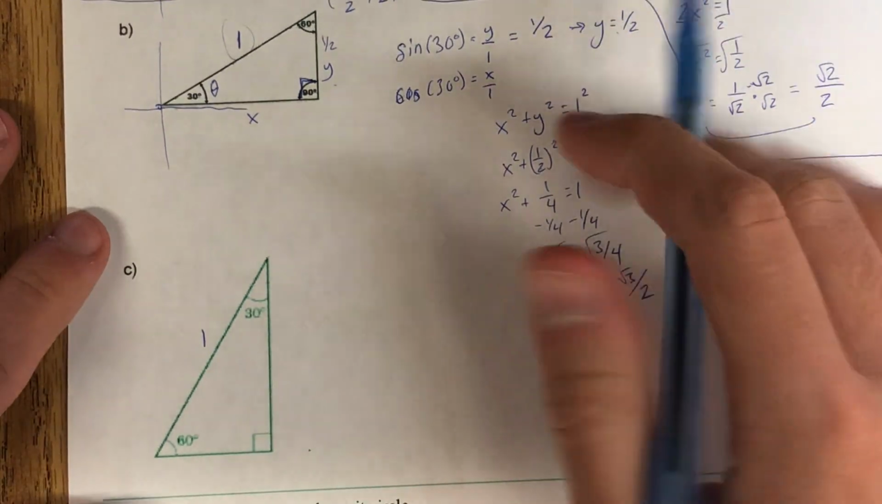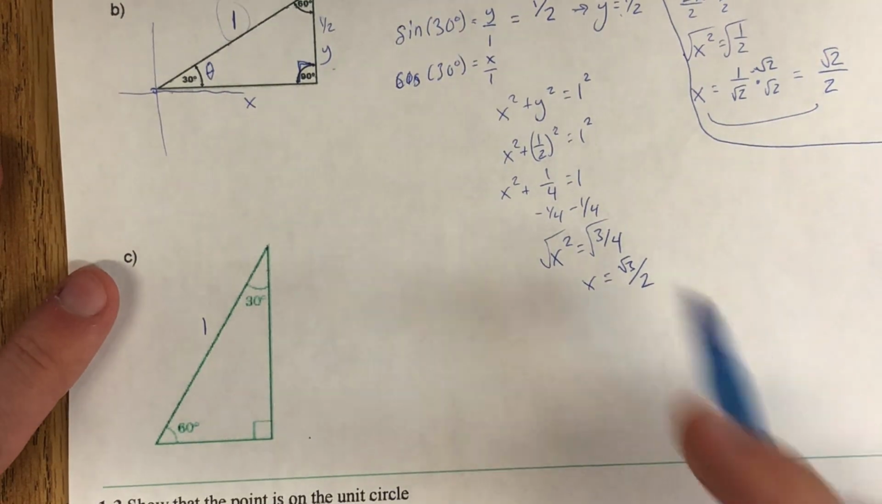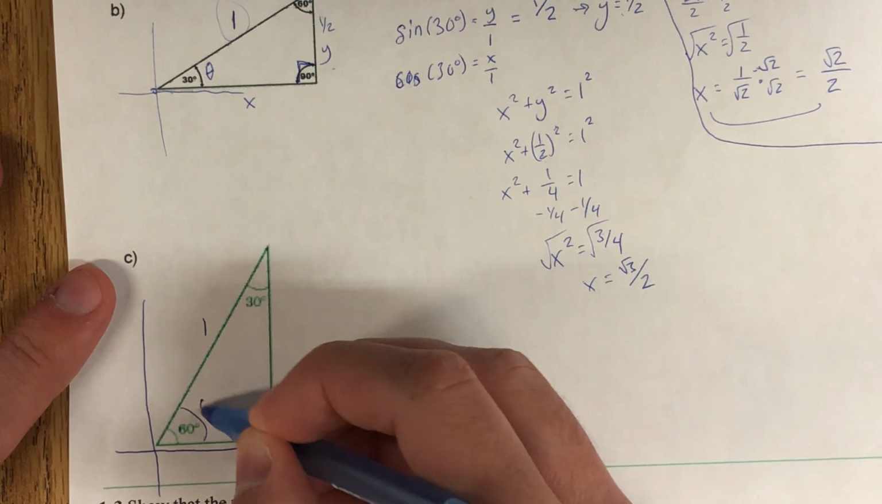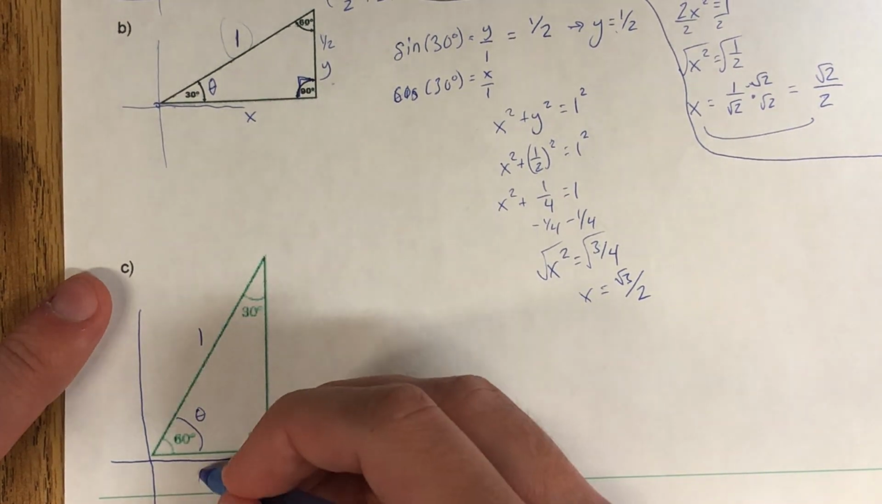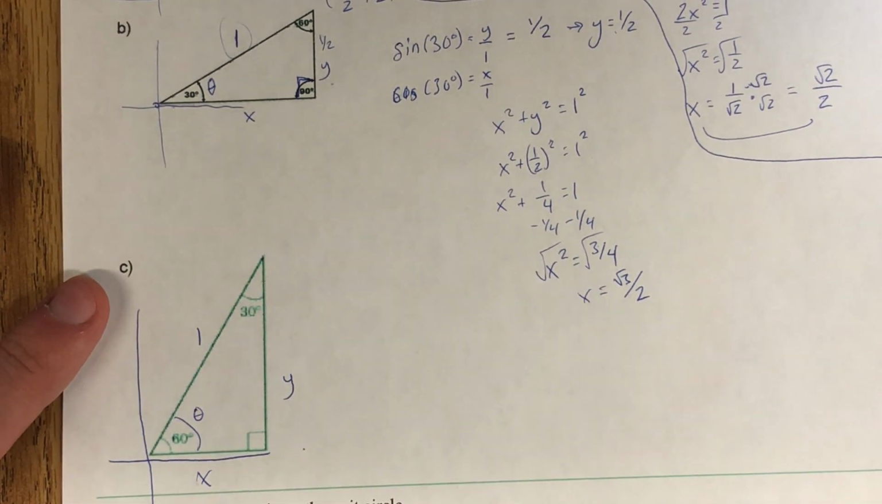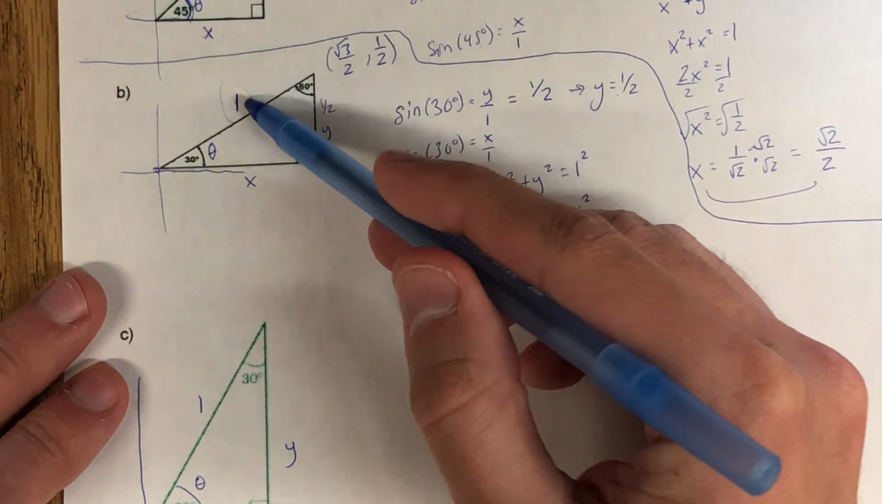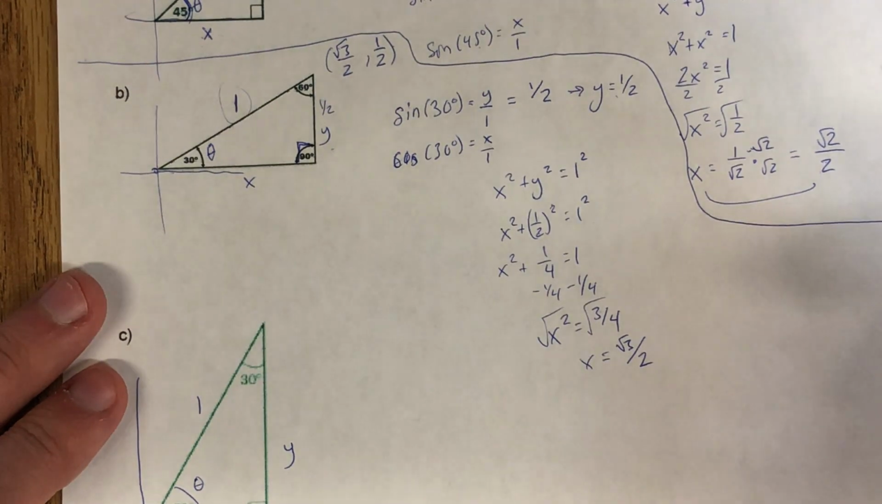Lastly, part C, we have another triangle here. It's another 30, 60, 90 triangle. This time we're thinking about theta being 60 degrees. We still want to find x and y. But as you can see, it's the exact same triangle that we have up here. It's just been rotated or flipped.